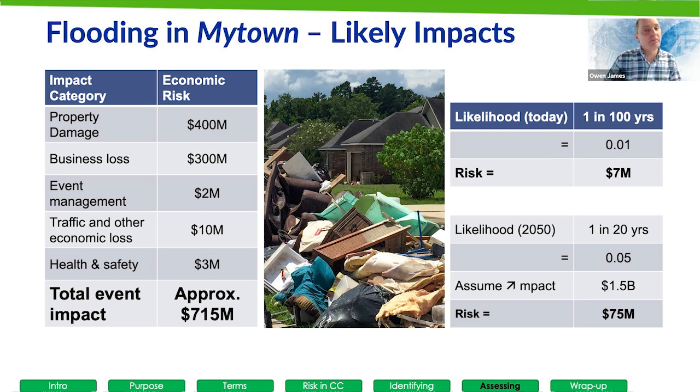If we look at that event that might happen once in 100 years, we know that with climate change, that event is going to become much more frequent, could happen once in 20 years. So we can begin to increase our probability. We've actually assumed here an increase in the impact as well. And we can see that the risk now has gone up from 7 million to 75 million. So now I'm starting to think about what is the increased risk associated with climate change.